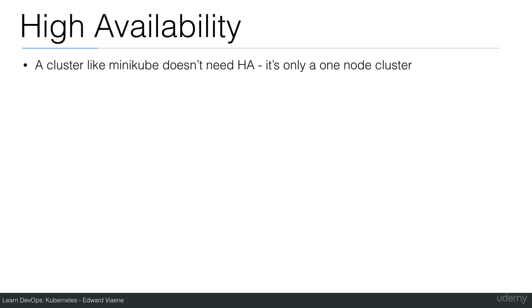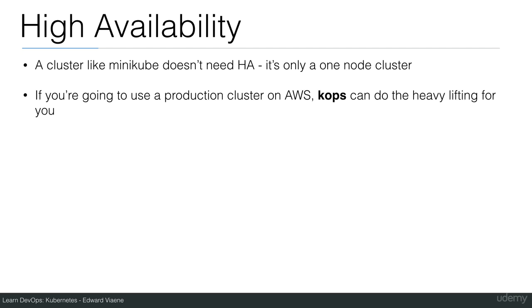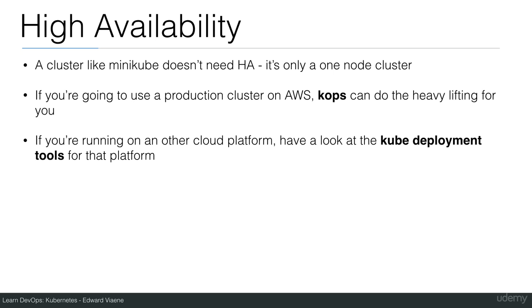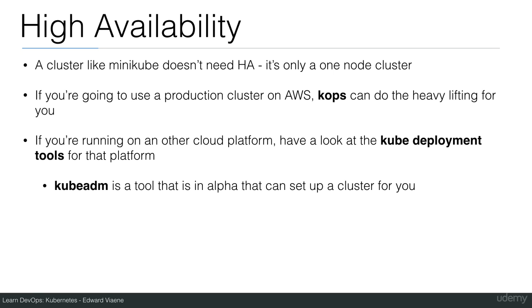A cluster like Minikube doesn't really need HA. It's only a 1 node cluster. If you are going to use a production cluster on AWS, kops can do the heavy lifting for you. If you are running on another cloud platform, have a look at the kube deployment tools for that platform.